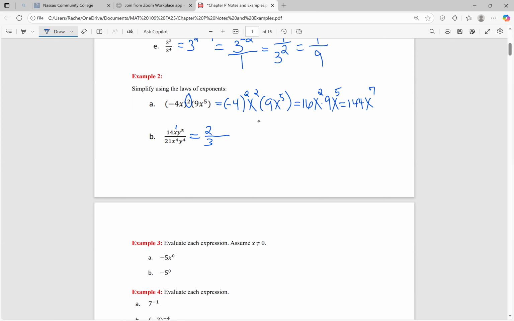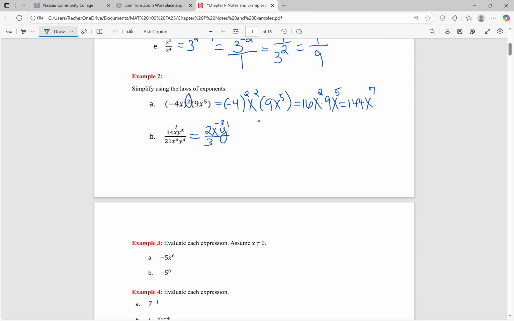So that's going to be x to the 1 minus 4, which is negative 3, right? Remember, when we divide exponent terms with like bases, we keep the base, and we take the difference or subtract the powers. So 1 minus 4 is negative 3. And then we have times y to the 5 minus 4, which is going to be 1, or just y.